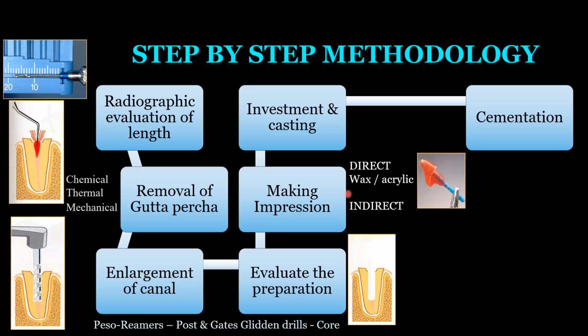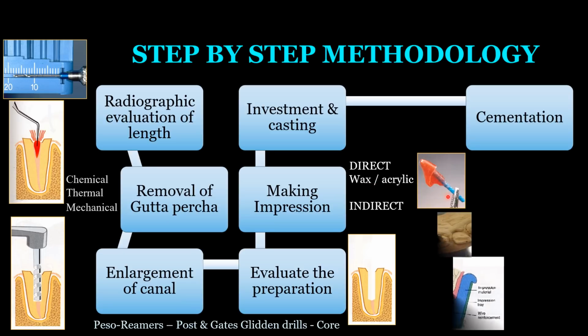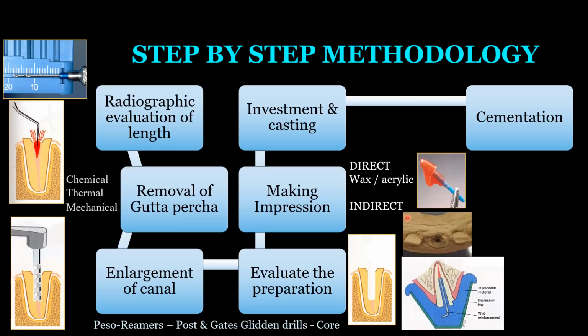Direct means we are making the pattern in the tooth, in the mouth. We can make the pattern with inlay wax or self-cure acrylic resin in the oral cavity, in the tooth. And in the indirect, what we do, we insert a wire over which we make a silicone impression and then we pour it. Now we will make the pattern in this model and then it will be followed by the casting. So now the pattern is ready for the investment and the casting, followed by the cementation.